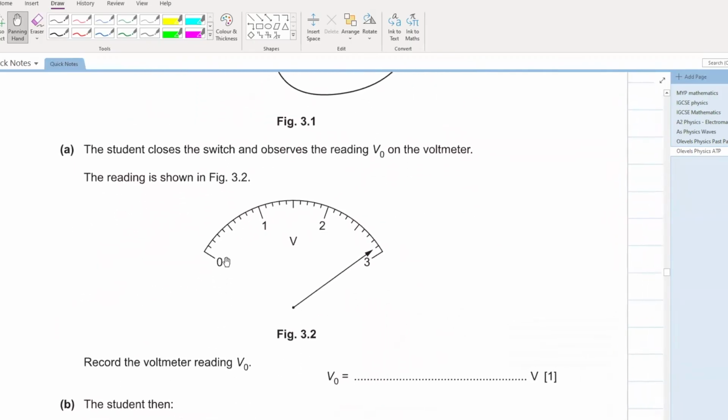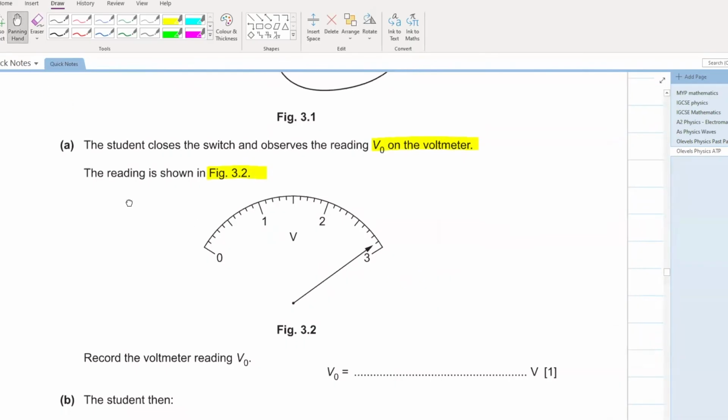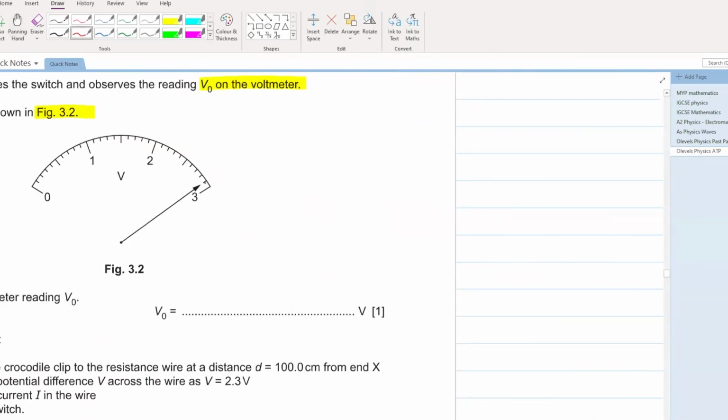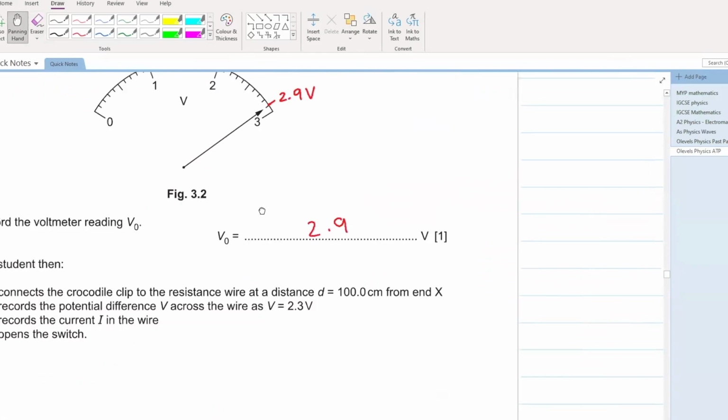The student closes the switch and observes the reading V naught on the voltmeter. Perfect. The reading is shown in figure 3.2. Record the reading V naught. What is this reading V naught? Let's see. This reading V naught is exactly coinciding with 2.9 volts. Let's write it here, 2.9. Perfect. Let's further move ahead.